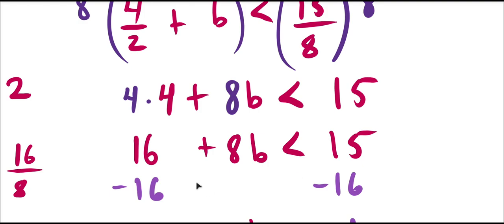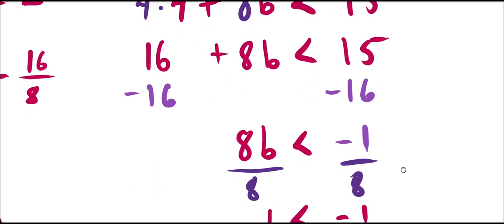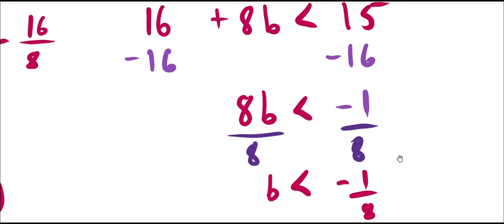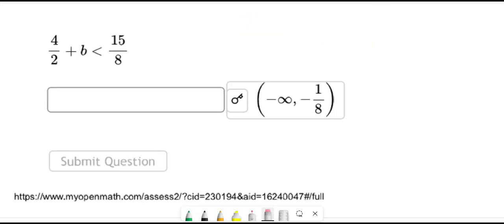4 times 4 is 16. Minusing 16 from both sides, I get minus 1, and dividing by 8, I get negative 1/8. So same as before, we wind up with the same solution. Notice that we don't flip an inequality if we divide a negative, only if we divide by a negative. And checking our work, we move on.